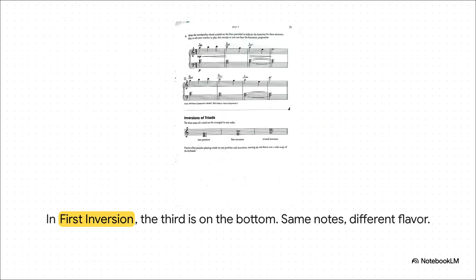Okay, now let's do that shuffle. We're going to take that root note from the bottom and pop it all the way up on top. Now, all of a sudden, the third is the lowest note. This is called a first inversion. And get this, it's the exact same notes, just in a different order. But it has a slightly different flavor, right? It feels a little lighter because its foundation is different now.